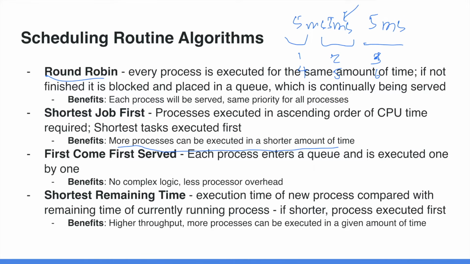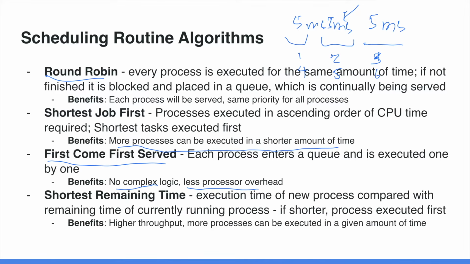Now, first come, first served means that each process enters a queue and is executed one by one. Think of this like your traditional queue, like you standing in line at an office. Every person gets handled one by one. One of the benefits is that there's no complex logic and no processor overhead involved with scheduling processes, because scheduling is an algorithm, and the more complex it is, the more resources are required in order to allow that scheduling to take place.